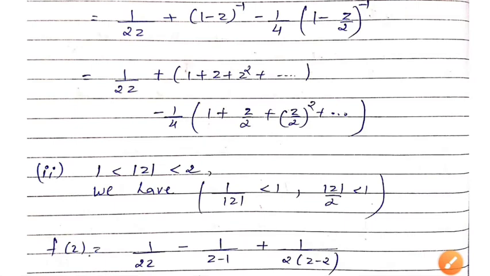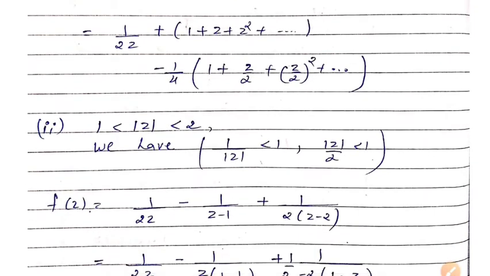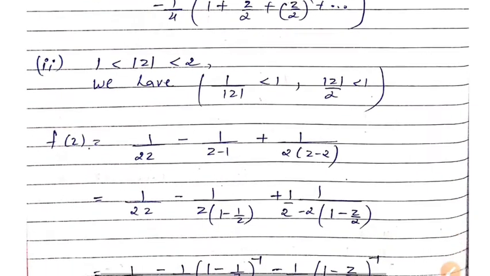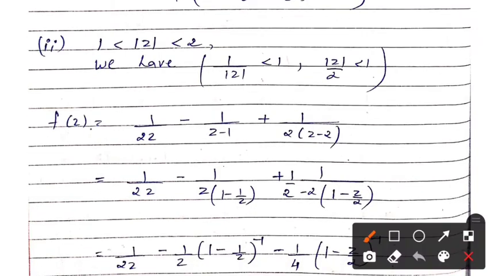Now, this was the Laurent series of the first part. Now, let us see the Laurent series of the second region. The second region given to us is 1 less than mod z less than 2. Okay, so now if 1 is less than mod z, then it is obvious that 0 is less than mod z. So, this 1 upon 2z will be as it is.